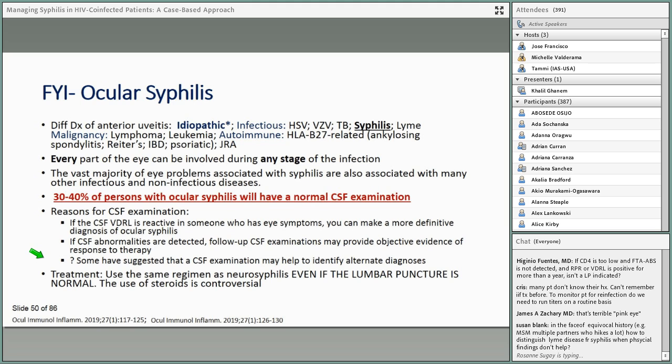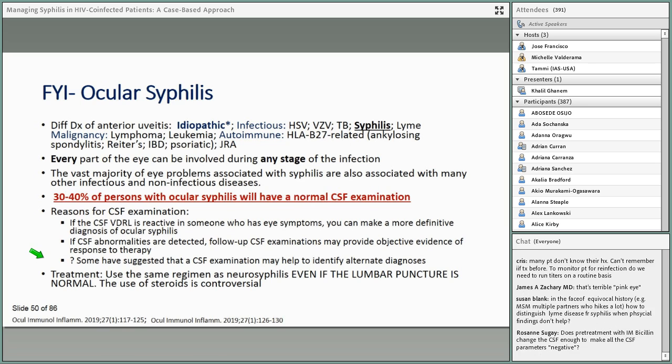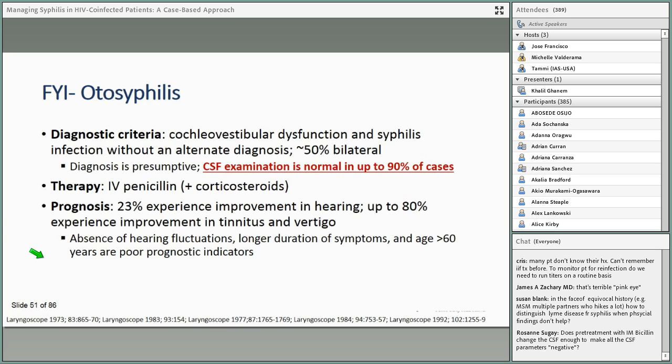Now, the good news is that with neurosyphilis, you have to have an abnormality on the CSF examination. If your CSF examination is completely normal, you can rule out neurosyphilis. And that's why a CSF exam is important when patients come in with neurological signs or symptoms, because if you do a CSF exam and it's normal, you don't have to treat them for 14 days with IV penicillin. So the CSF examination is very important to make the diagnosis of neurosyphilis.